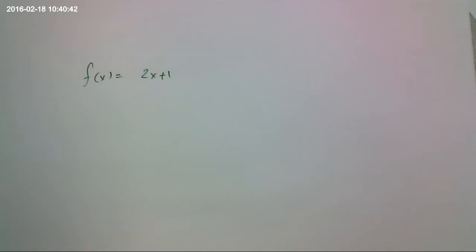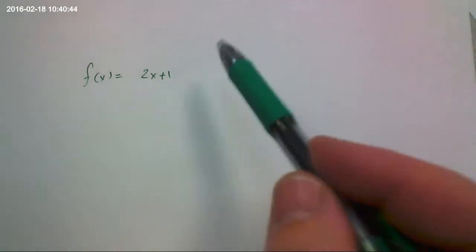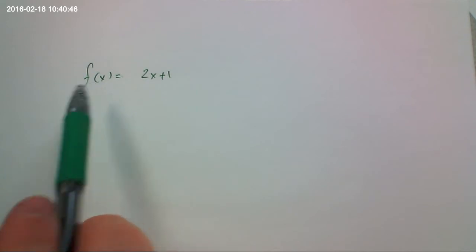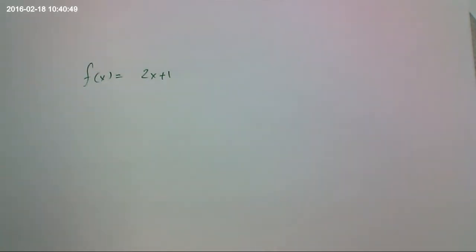Okay, boys and girls. What are the operations that this function is performing on x? Multiplies by 2 and then adds 1, right?